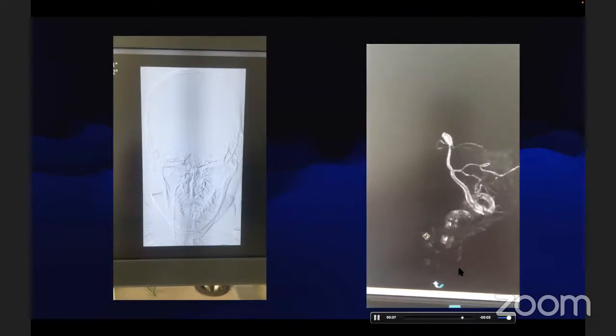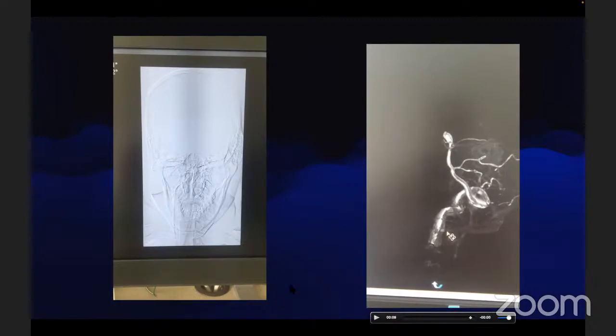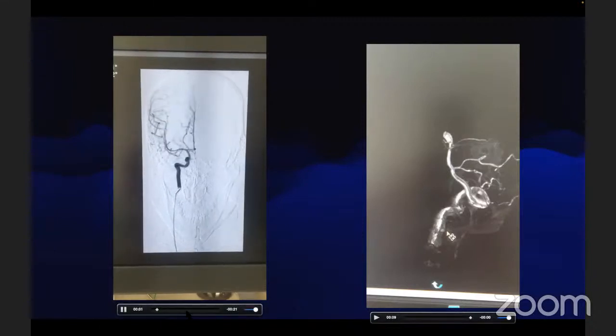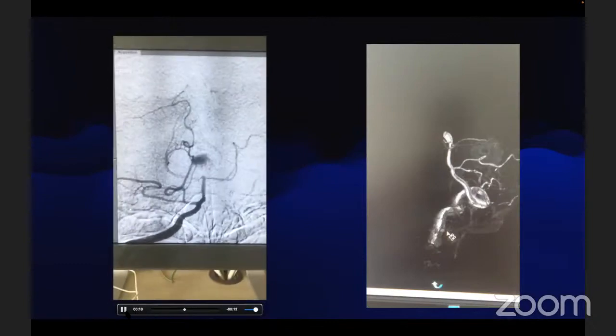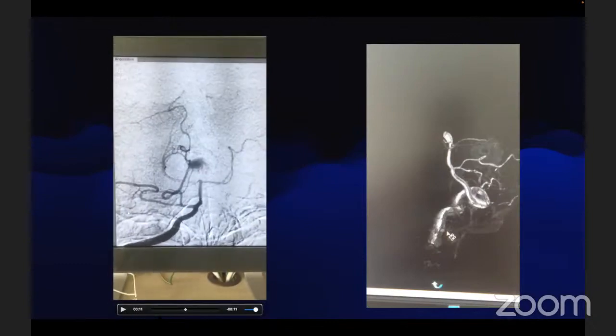Sharma, sir. Hello. Can you run the basilar again? Basilar artery. Yes, back.